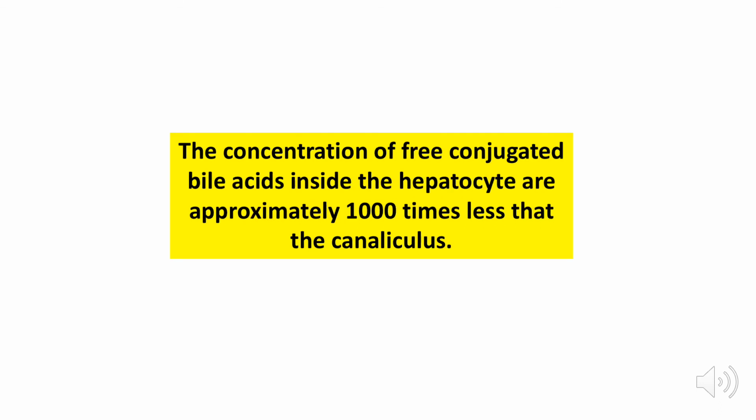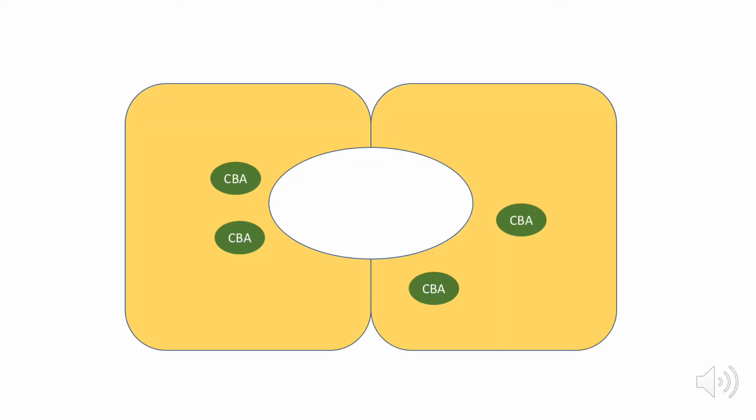Now, before we look at the movement of the bile acids into the canaliculus, we have to remember that the concentration of free conjugated bile acids inside the hepatocyte is approximately 1,000 times less than that of the canaliculus. So that means that in order to get these bile acids into the canaliculus, you're going to have to use some form of energy source in order to do this.